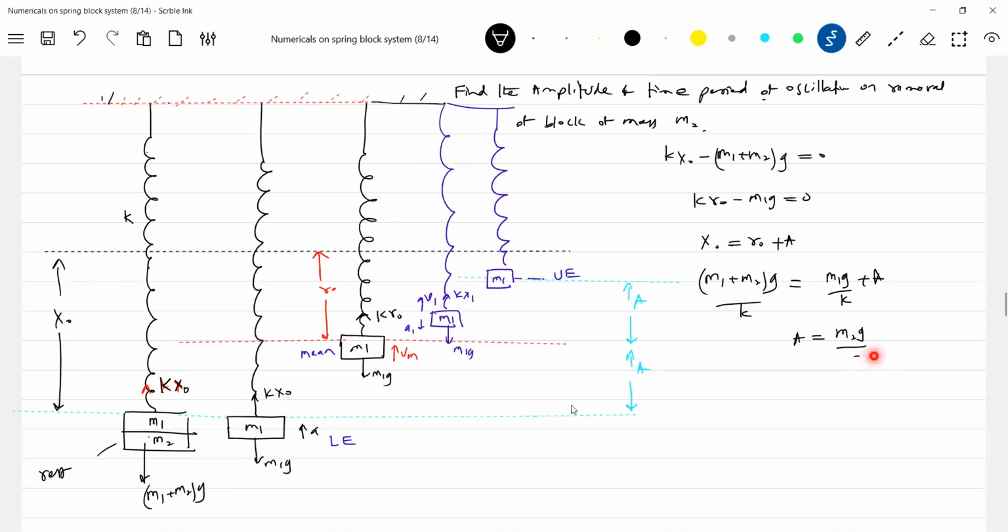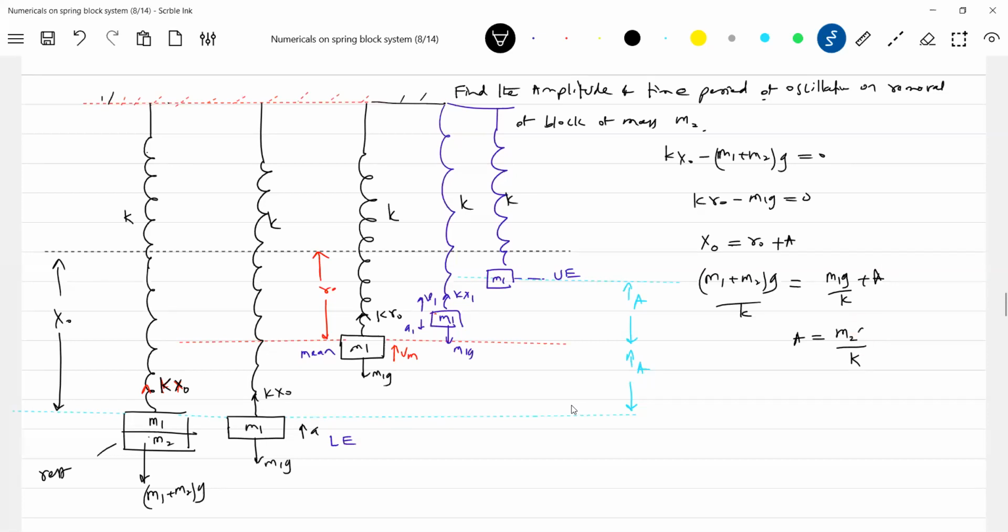So what is the amplitude? What should you write? M2g by k. The mass you remove, its weight divided by the spring constant will be the amplitude. It's very important, and in many applications it is there. Of course, we don't use that one, but in many places it will be there. So when some mass is removed, the new amplitude will be m2g by k. The spring block system is very dangerous: if mass decreases, it starts oscillating.